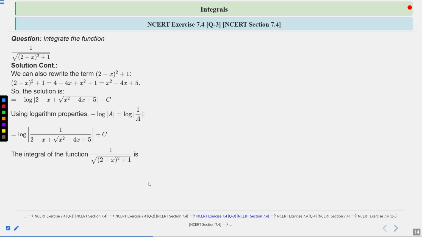So the integral of the function 1 upon root over 2 minus x whole square plus 1 is equal to minus log mod 2 minus x plus root over x square minus 4x plus 5 plus c, or we can write it as log mod 1 upon 2 minus x plus root over x square minus 4x plus 5 plus c. So this is the right answer.